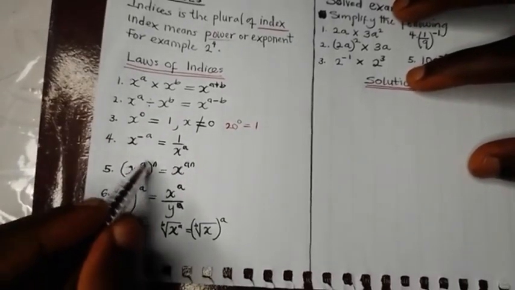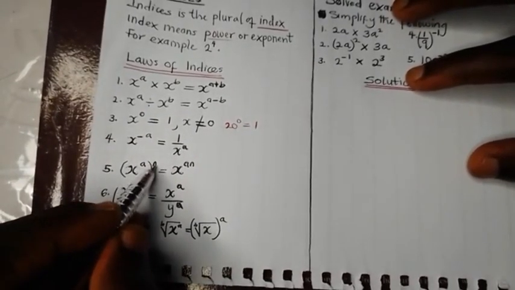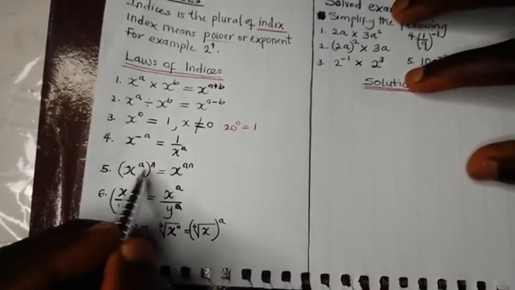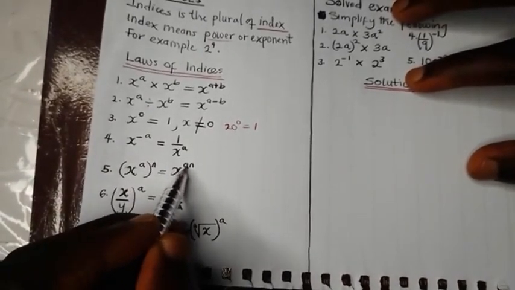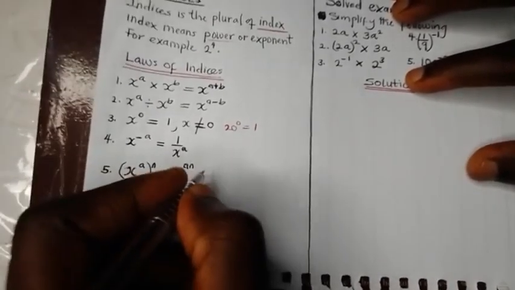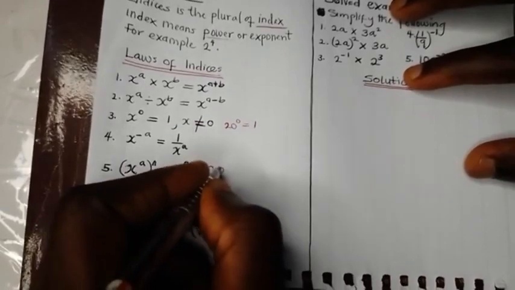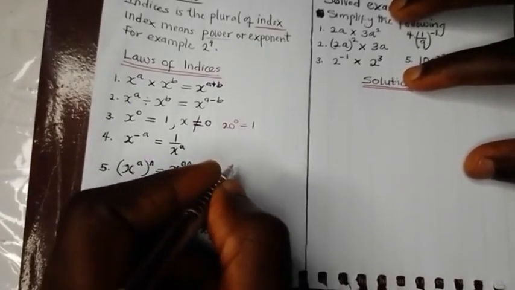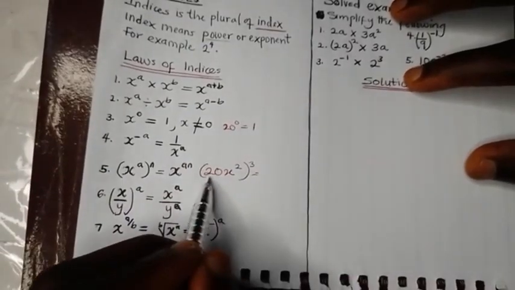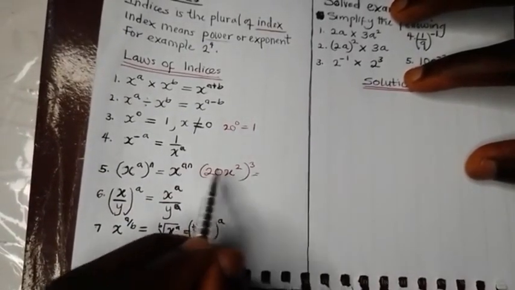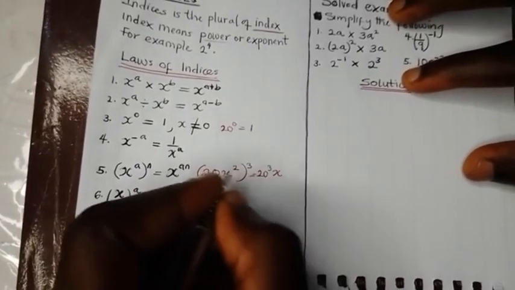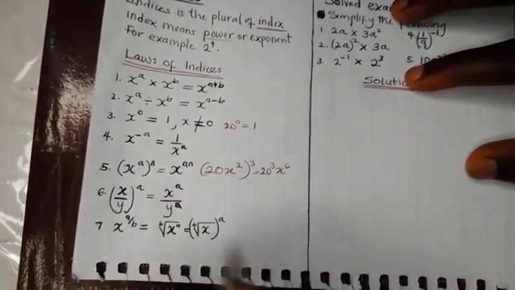Whenever you have an expression inside a bracket raised to power n, all the expression inside that bracket carries that power n. For example, x raised to power a, all raised to power n, gives us x raised to power a n. This can be further expanded. Let's say we have 20x raised to power 2, all raised to power 3. This entire expression owns this power 3. So we are going to have 20 raised to power 3, and x raised to power 2 times 3, which is 6. So take note of this.